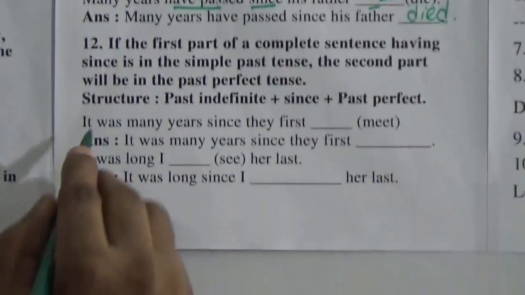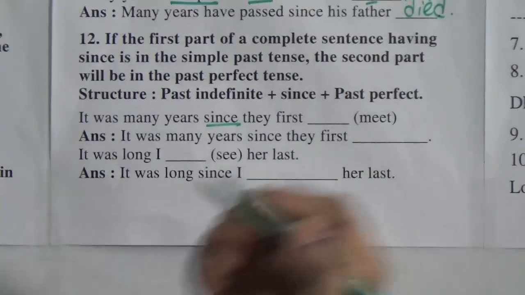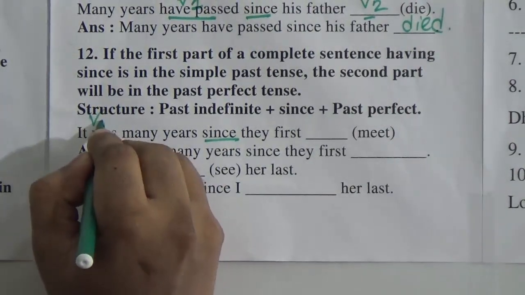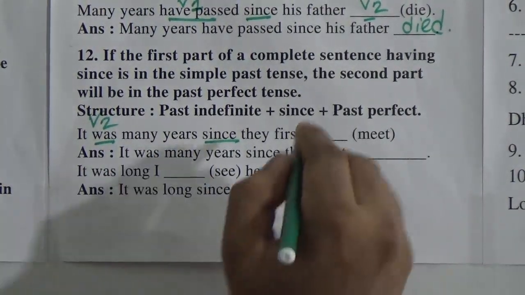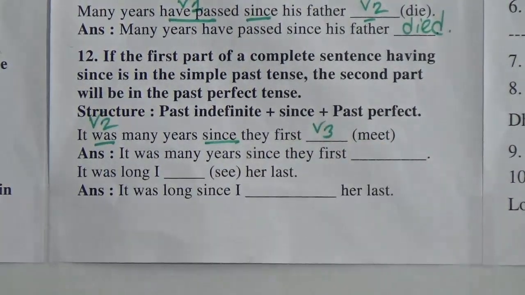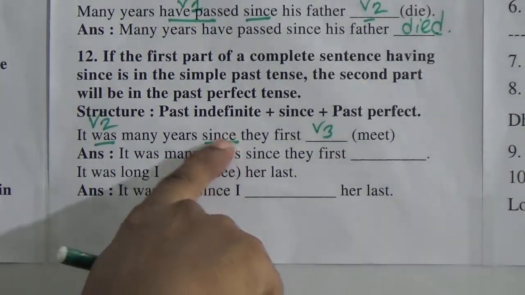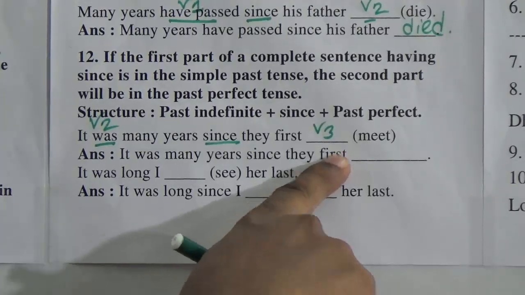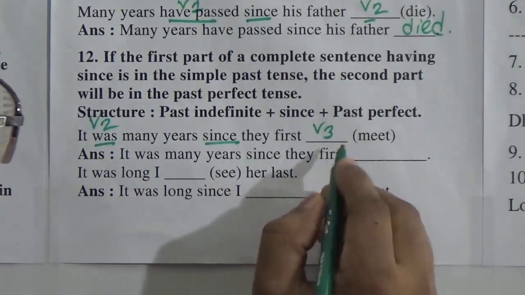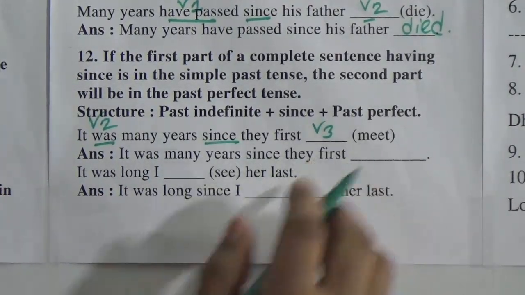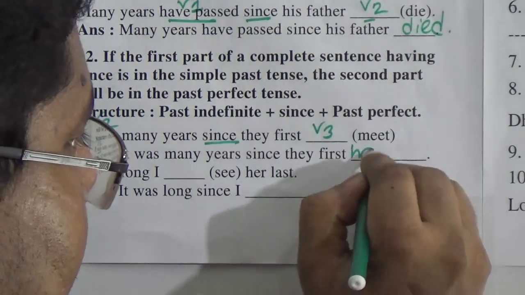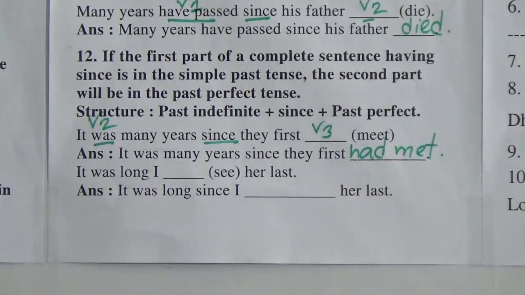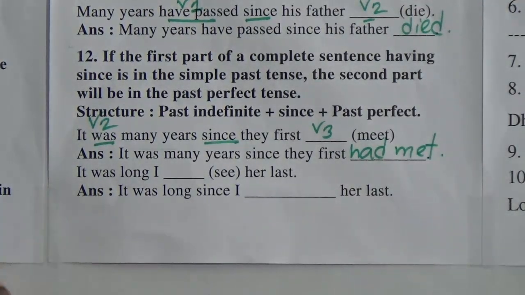Listen to me. It was many years since they first met. So before since comes past indefinite tense. So if V2 comes, what will we do? V3. We will use V3 here. What is V3? If before since past indefinite comes, we will use past perfect. So they first, in past perfect, what will we do? First had come, and the past participle of the verb. Meet will be met. Okay.